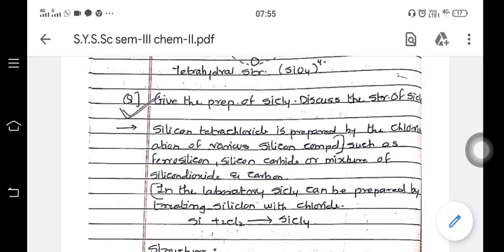In today's lecture, we are going to study the preparation of SiCl4 and discuss the structure of SiCl4.